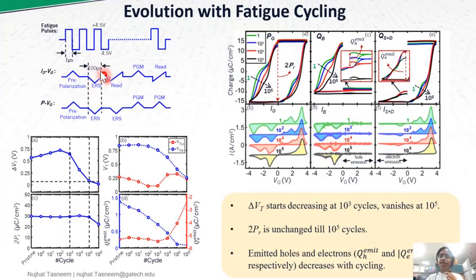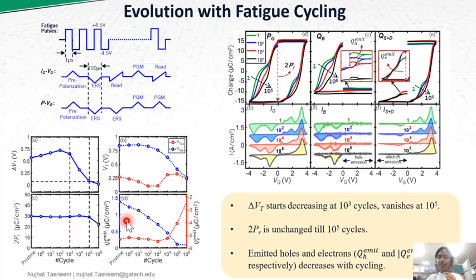Next, we did the FeFET endurance measurement. Along with measuring the IDVG characteristics of the FeFET at each cycling decade, we also applied the split PV method to track the electron and hole trap dynamics in the FeFET during the cycling operation. We see that the memory window starts decreasing at 10^3 cycles and vanishes at around 10^5, although the 2PR is unchanged until 10^5 cycles.